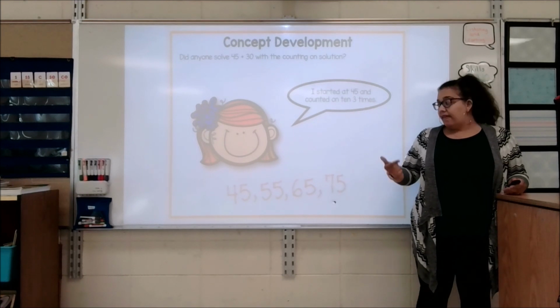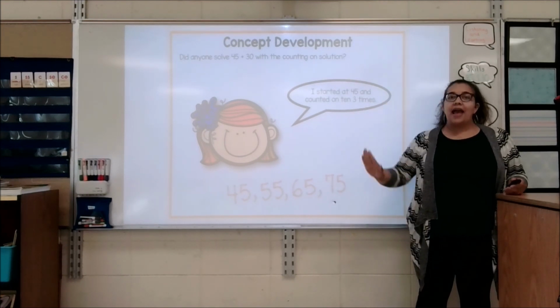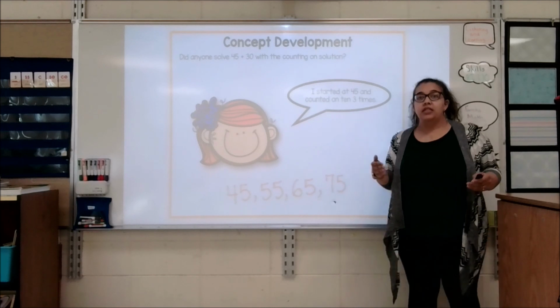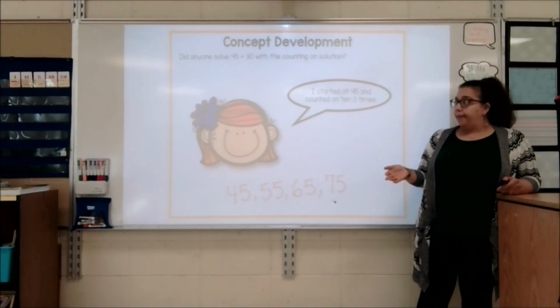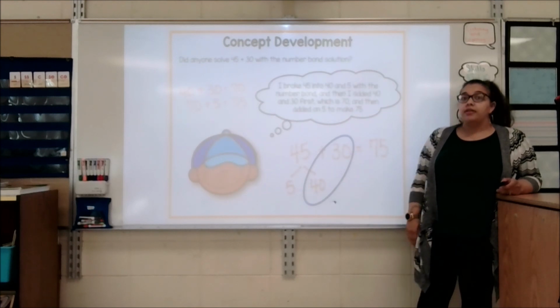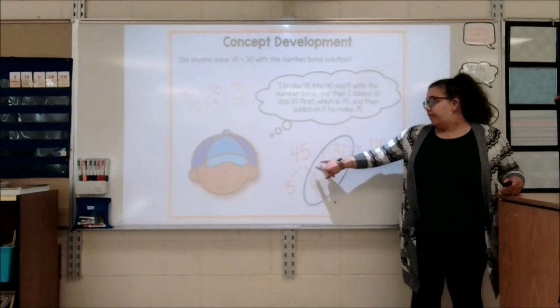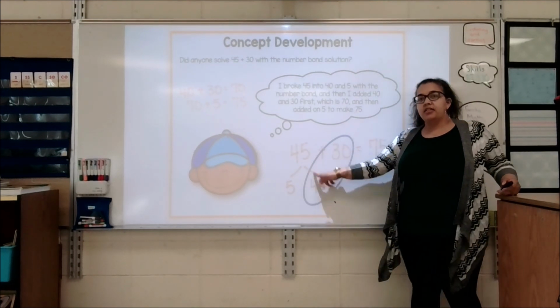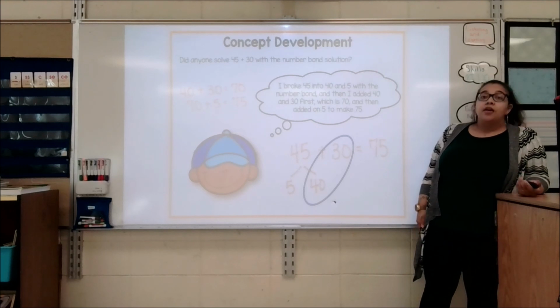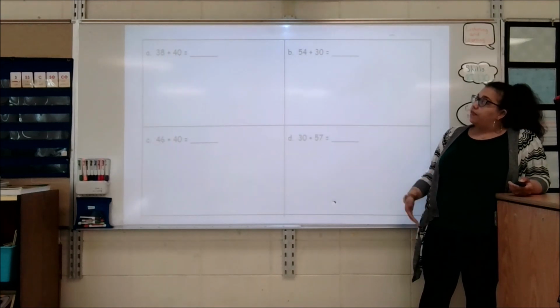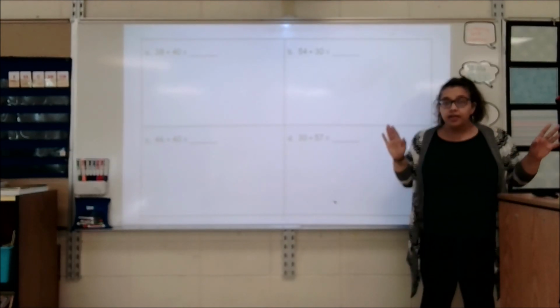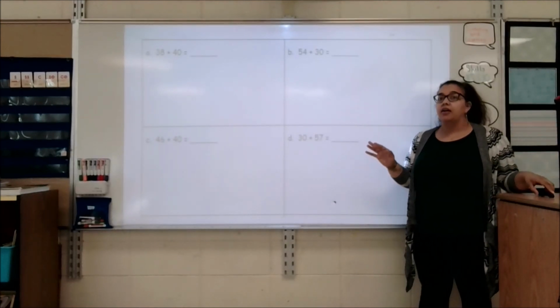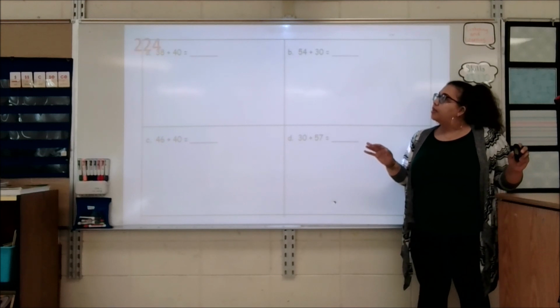Now, you can do it like that, or you can go up counting by 10s. 45, 55, 65, 70. Not starting at 10, but starting at 45. 10 more, 10 more, 10 more, until we get up 30 more, because that's 3 more groups of 10. We can also use our number bond strategy to break these up and add them together. So breaking 45 into 10s and 1s, adding the 10s, adding the 1s. There are several different ways in which we can solve these problems.